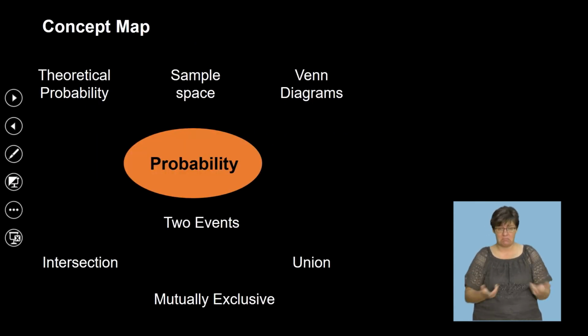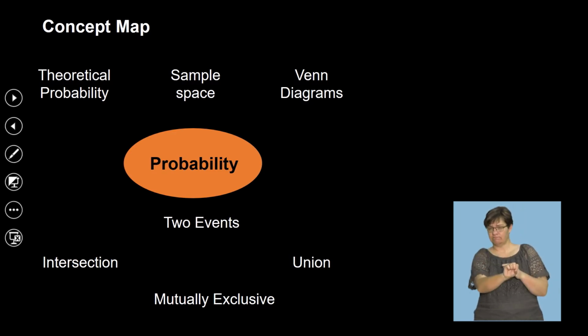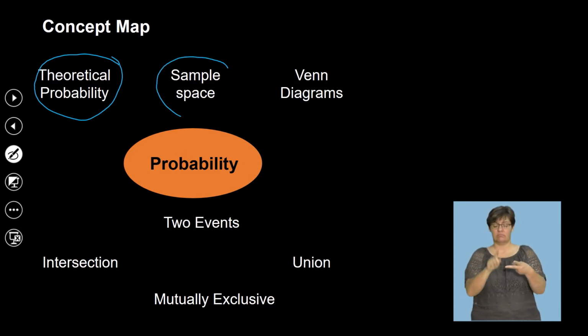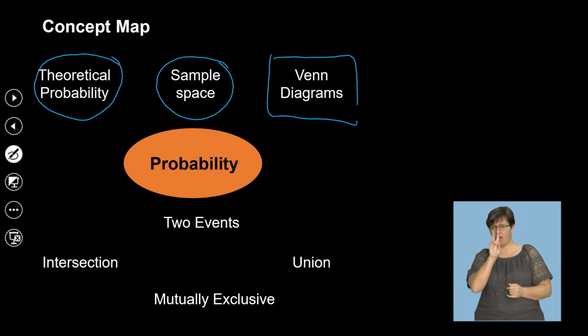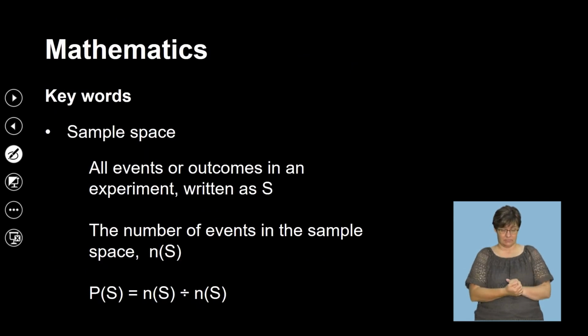Well, if we look at our tools of probability that we've had, we recognize we know how to do some of these things. We know how to do the calculation of theoretical probability. We also recognize the idea of a sample space, and we're going to introduce and spend some time on this idea of a Venn diagram before we get to dealing with 2 events. So let's just go over some key ideas.